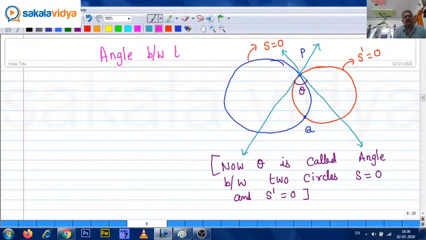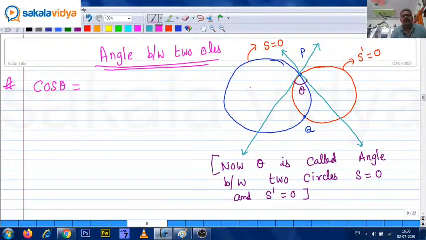Between two circles. So what is the formula? So let us think about the formula. Now the formula is given by, so for example, cos theta is given by, for example, say this is C1 and C2. C1 is the center.